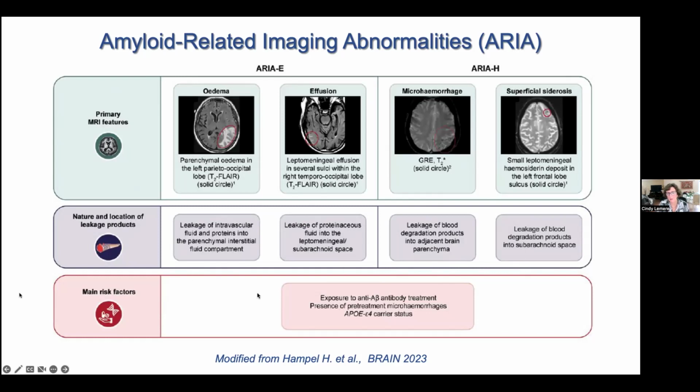And as I mentioned, the risk factors for ARIA are exposure to anti-A beta antibody treatment, the presence of pretreatment microhemorrhages. So now people are being screened to make sure that they don't have more than 4 microhemorrhages. Otherwise, it's recommended that they not start this therapy. And then also ApoE4 carrier status. So many clinics now are performing ApoE genotyping so that they can better assess the risks of treatment with the approved antibodies.